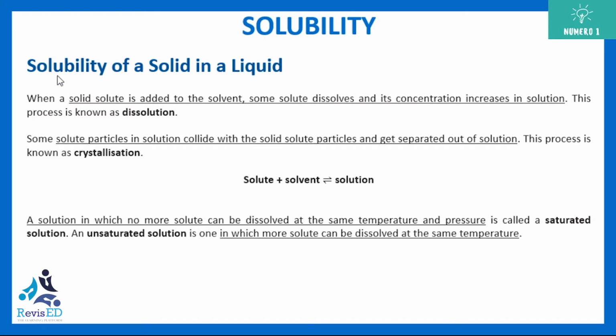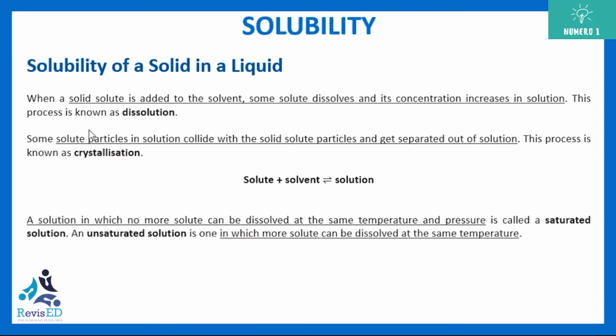Going ahead, solubility of a solid in a liquid. So here we are talking about solubility of solids in liquid. Now there are two processes that are happening. The first process is dissolution. Dissolution is the process in which a solid solute is added to the solvent and some solute dissolves. When it gets dissolved, it's the dissolution process and the concentration increases in solution. So solute plus solvent gives you solution. This forward reaction is your dissolution.